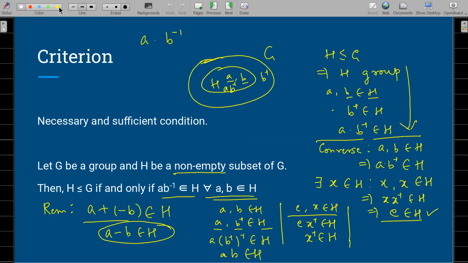Okay. So because H is non-empty, we have claimed first of all using this criteria that identity belongs to it. Now A and B are any elements of H. So you take any element X belonging to H, and you also know that E belongs to H. So I'll take now E and X in H. But once E and X belong to H, by criteria, E into X inverse will belong to H. So I get X inverse belongs to H. Okay. Yes, thank you.